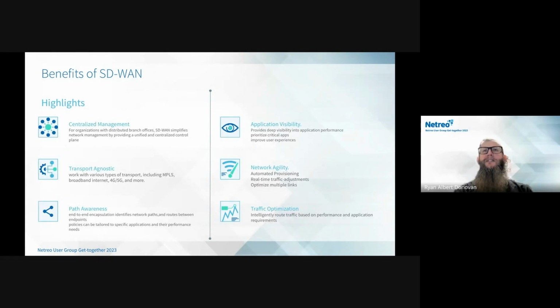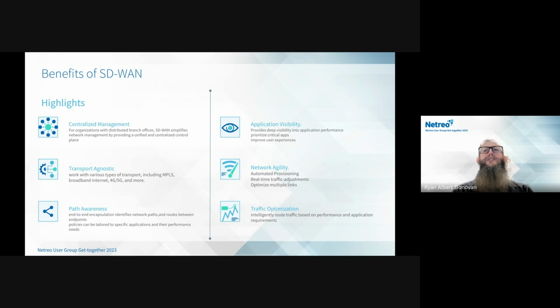Now let's discuss why SD-WAN has gained such prominence in recent years. Centralized management. For organizations with distributed branch offices, SD-WAN simplifies network management by providing a unified and centralized control plane. In essence, SD-WAN empowers businesses to embrace cloud applications, boost network performance, and reduce costs. SD-WAN is ideal for branch office connectivity as it connects remote offices seamlessly to the corporate network, ensuring fast and reliable access to applications. It's also ideal for cloud adoption.